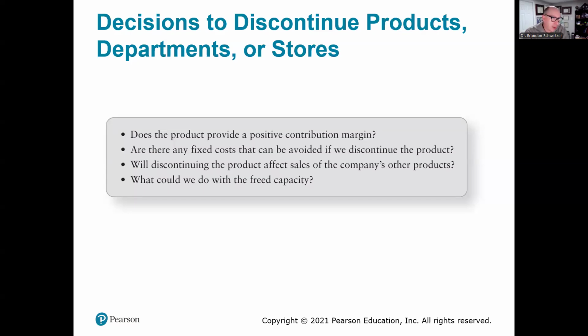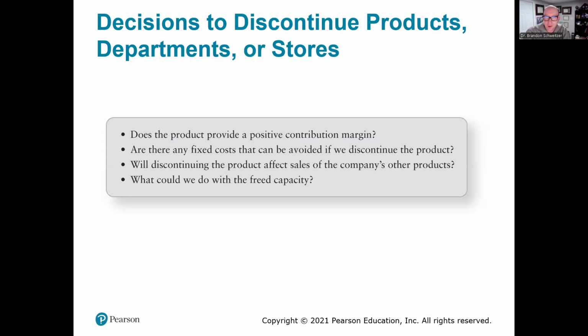Well, there's a couple of questions that management needs to ask. Does the product provide a positive contribution margin? If it does, then you should probably keep the product. Are there any fixed costs that could be avoided if we discontinue the product? I gave the early example of Peloton. As you know, with fixed costs, in some cases we have to pay those costs regardless of whether we're making the product or not. So if we can save some, great. But if we need to continue paying those fixed costs, then that's not so great.